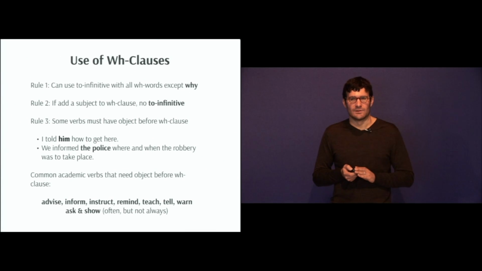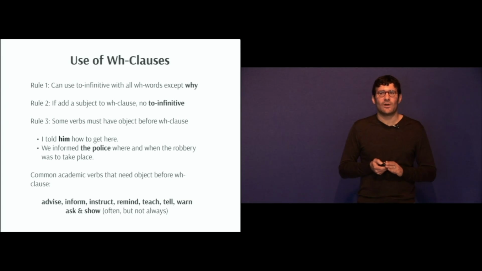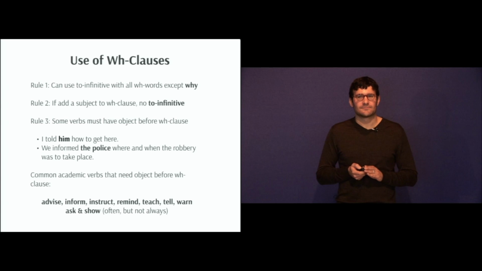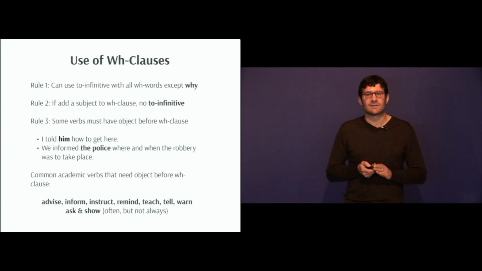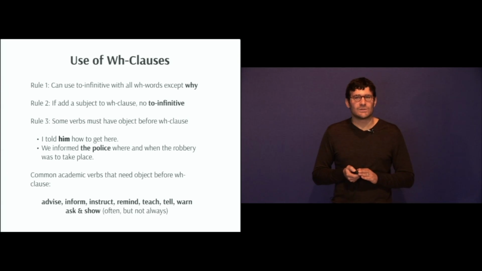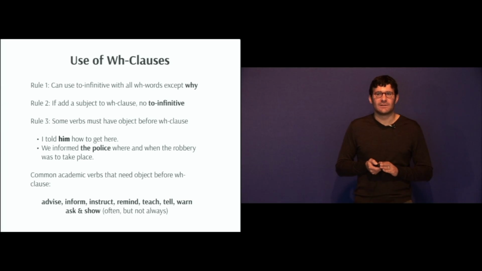Well, there's a couple of rules. Rule number 1, you can use a to infinitive with all WH words except why. Rule number 2, if you add a subject to a WH clause, no to infinitive. Rule number 3, some verbs must have an object before a WH clause. I told him how to get here. We informed the police where and when the robbery was to take place.